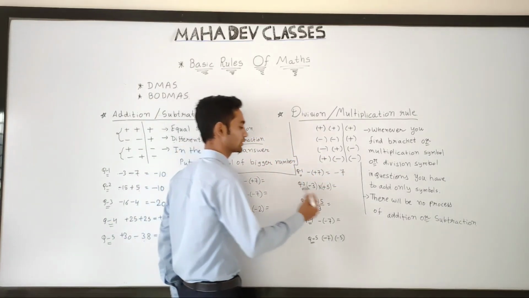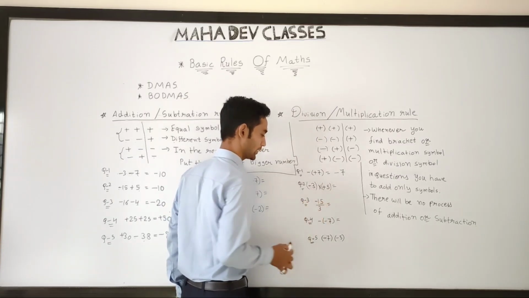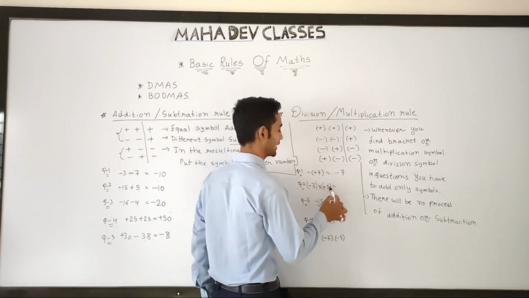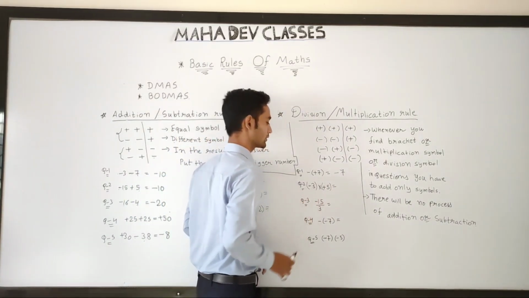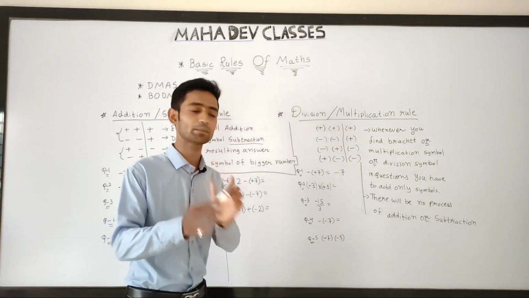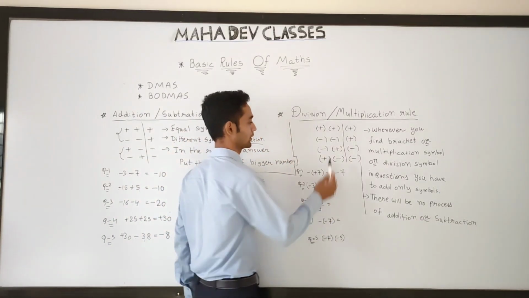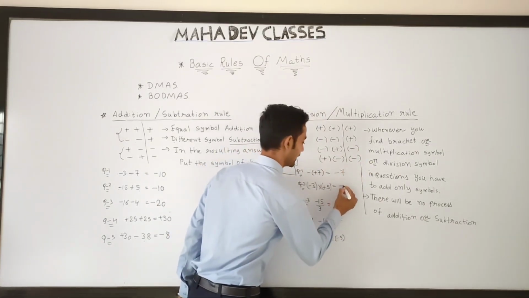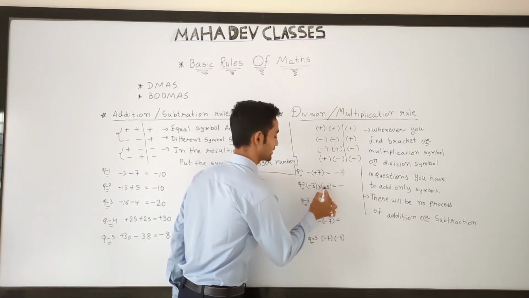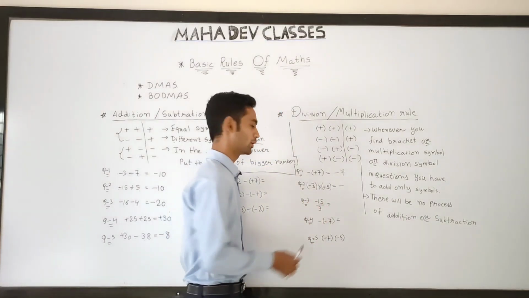Okay, now go for the another question. See, in bracket we have minus 3 multiplied by, in bracket we are having plus 5. Okay, the relation between this and this is multiplication. See, minus plus, then we will put minus. Okay, and then the relation between 3 and 5 is multiplication.